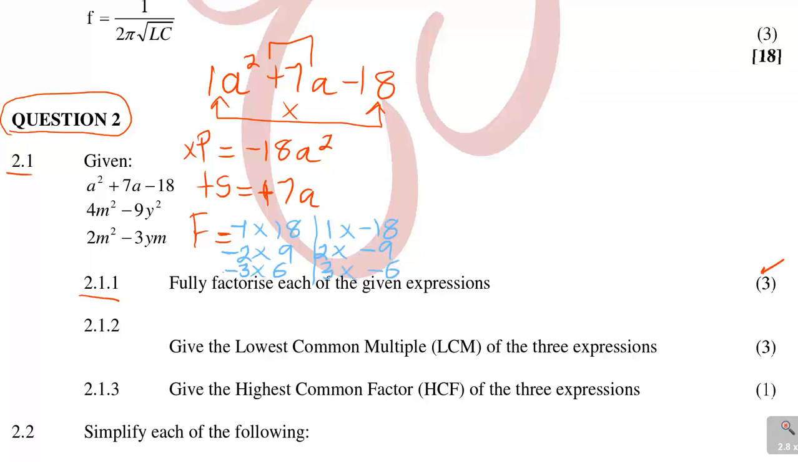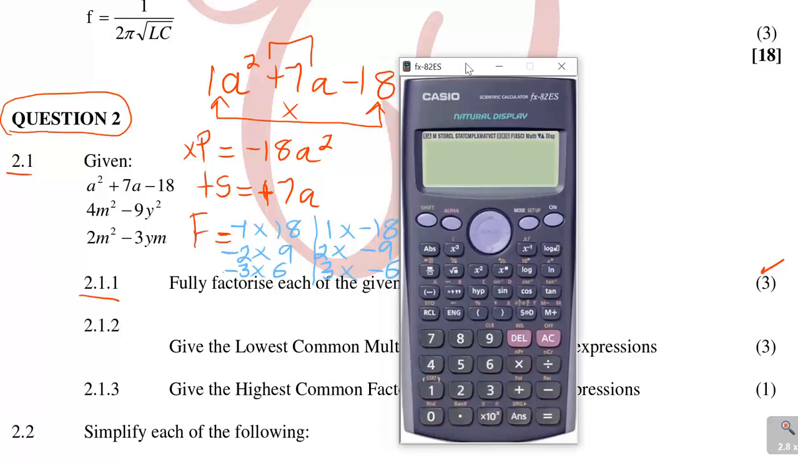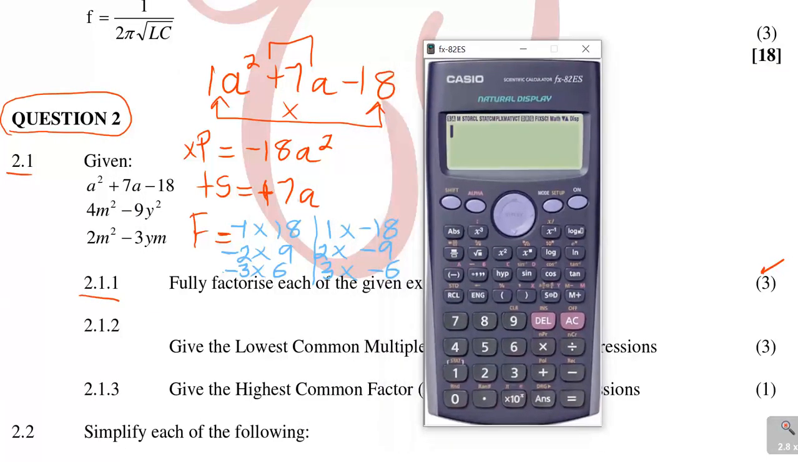Now the decider is the sum. When I add one of these numbers, I must get a positive 7. Remember, it's only one set of numbers. So if I say minus 1 plus 18, this one is totally out. It's minus 1 plus 18, I'm getting a 17. Minus 2 plus 9, I'm getting a positive 7, which is what I want.